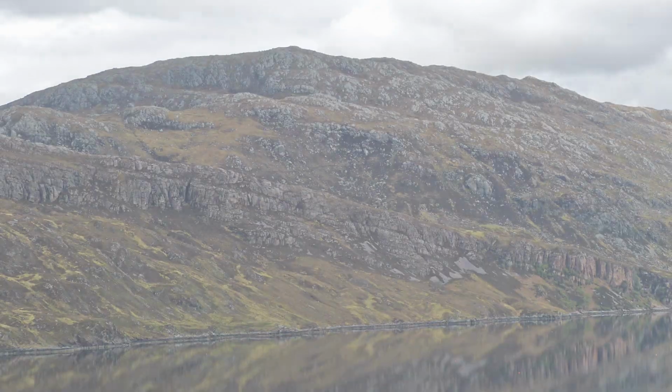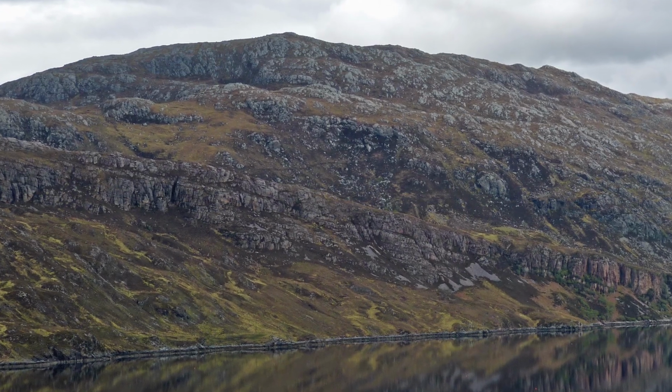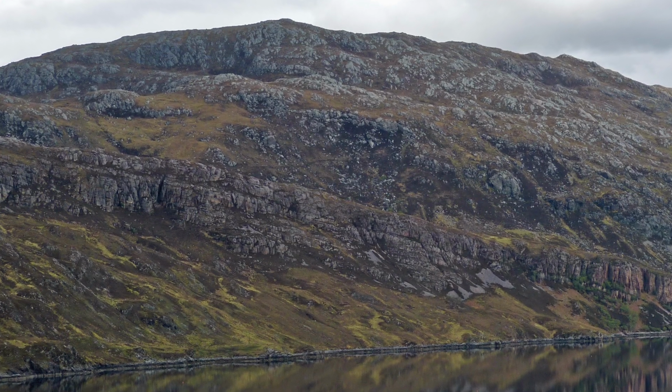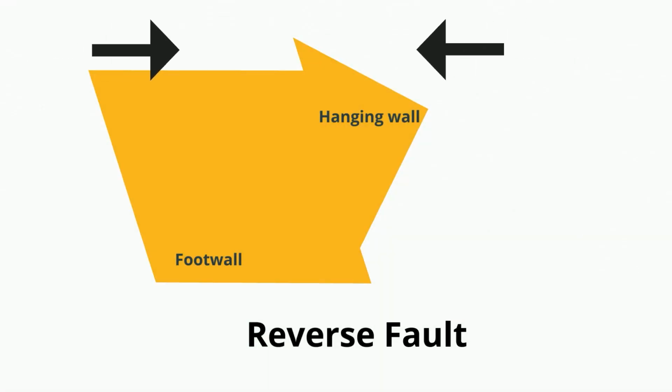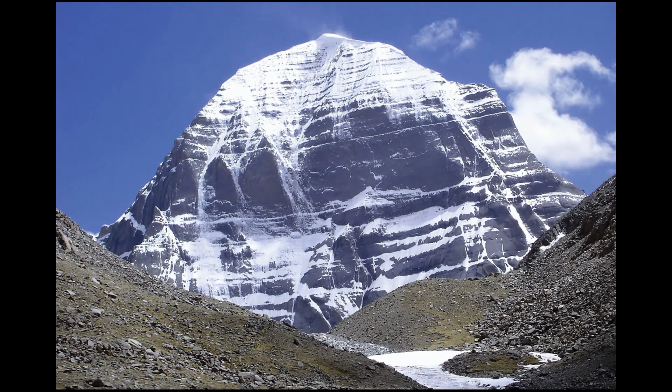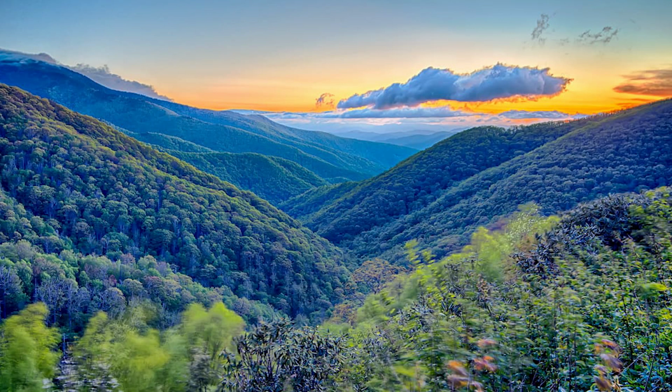When two plates collide, intense folding and faulting can occur. Examples of where reverse and thrust faults occur are where convergent boundaries are common, such as the Northern Rocky Mountains, the Alps, the Himalayas, and the Appalachian Mountains.